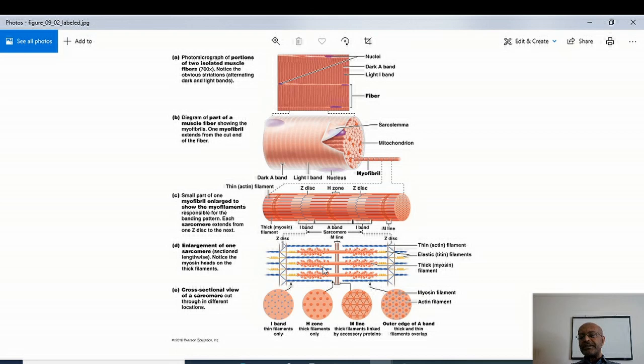A myofibril in its turn is composed of sarcomeres. The sarcomere is the structural and functional unit of a muscle cell. Actually, functional unit. What do we mean when we say functional unit? A functional unit is the part of any structure in which the function of that structure is happening. The function of a muscle is contraction. So if contraction is happening at the level of the sarcomere, we can call it the functional unit, where the function of a muscle, which is contraction, happens.